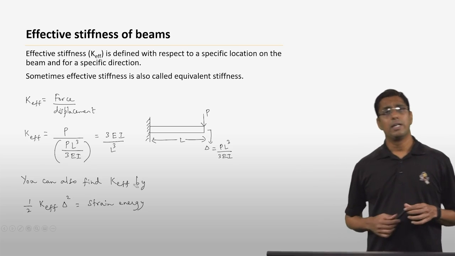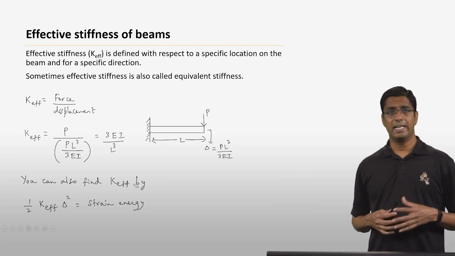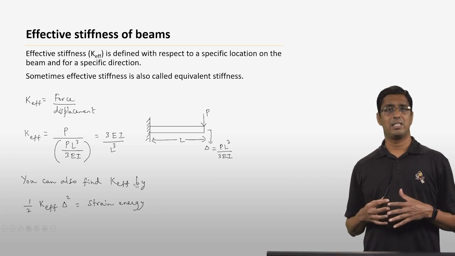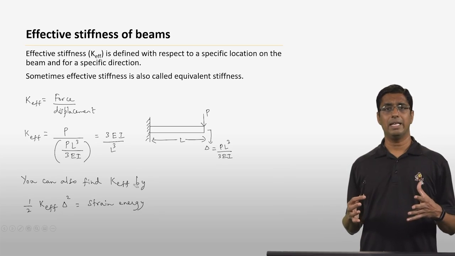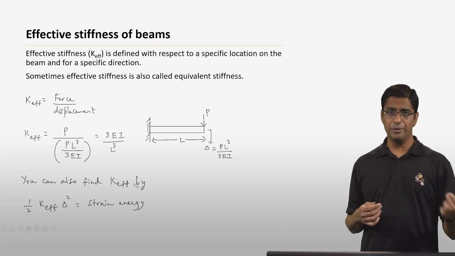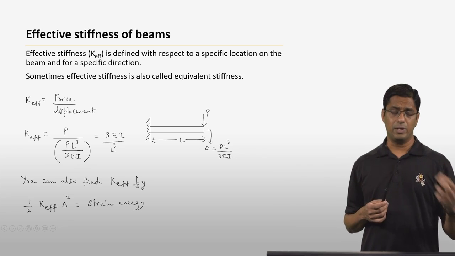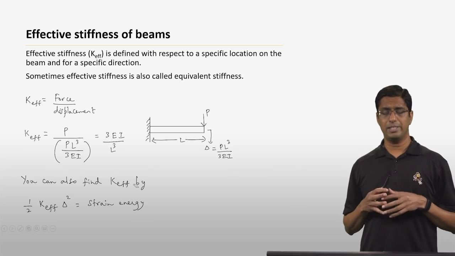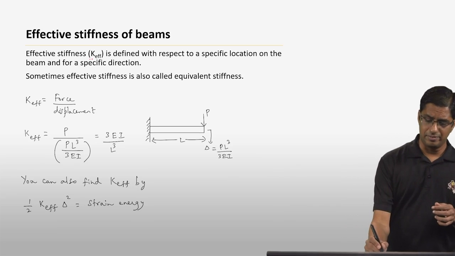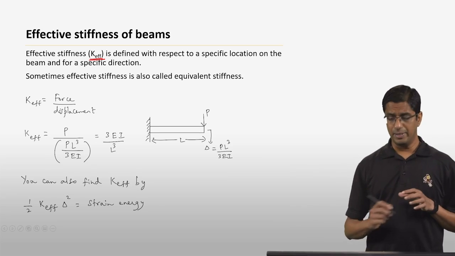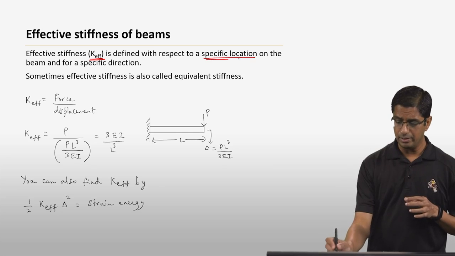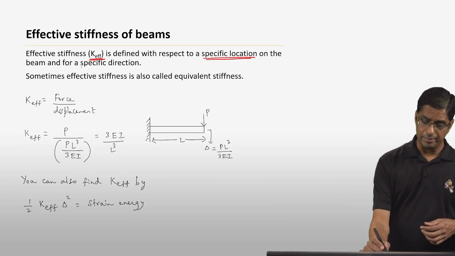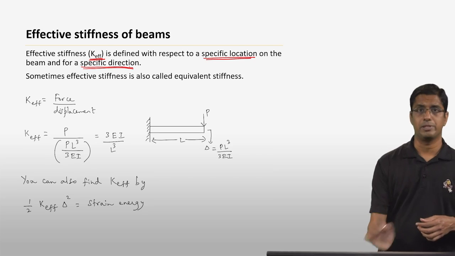From what I told you already, it is clear that the effective stiffness of a beam is not some universal parameter. Depending on where you apply the force and in what direction you apply the force, the stiffness changes. So the first thing you must keep in mind is that the effective stiffness, K effective, depends on the specific location on the beam at which the force is applied, and it also depends on the direction in which the force is applied.